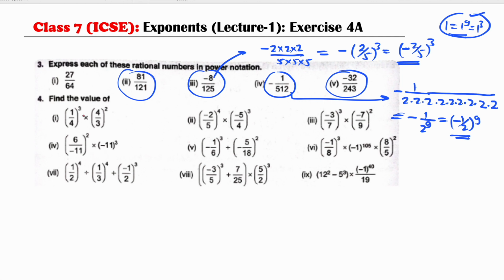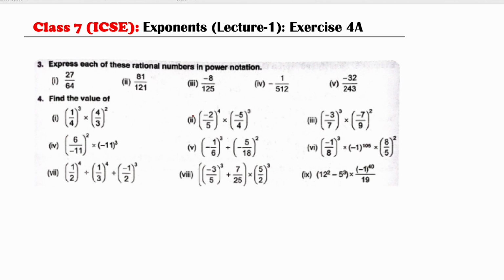Then find the value of these. I will solve some of these questions. Suppose I solve the first one. So what we write? We write 4 into 4 into 4 into 4 into 4, 3 into 3. Now cancel it out. These 4s cancelled out. What we get? 1 upon 4 into 9, that is 1 by 36. So this is the answer.